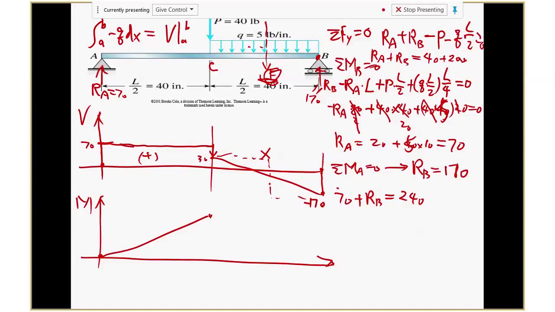How much do you change from point A to point C? The area above it in V, right? How much is the area? 70 times 40. How much? 2800, right? So this should be 2800. It's 70 times 40, so 2800.